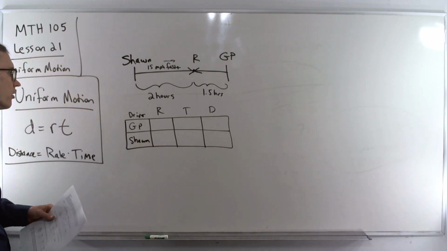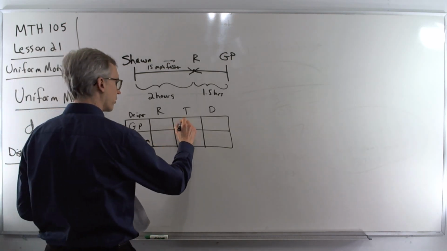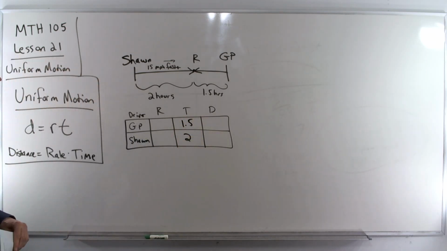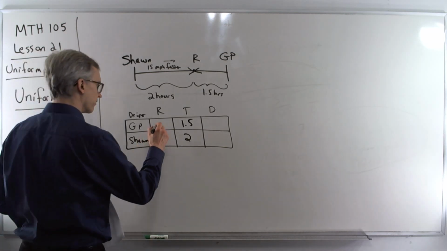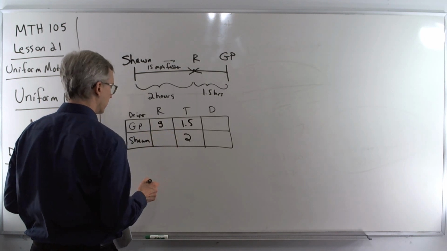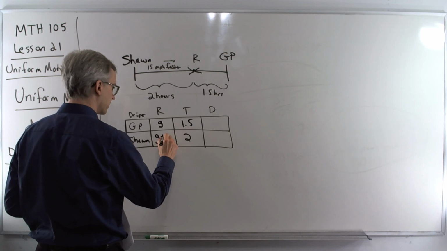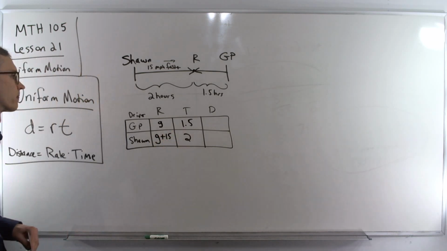So filling in what we know, grandparents driving for 1.5, Sean driving for 2. Now Sean's speed is 15 miles per hour faster than his grandparents. So we need to create a variable for the grandparents, and now Sean is 15 more than grandparents, so G plus 15.